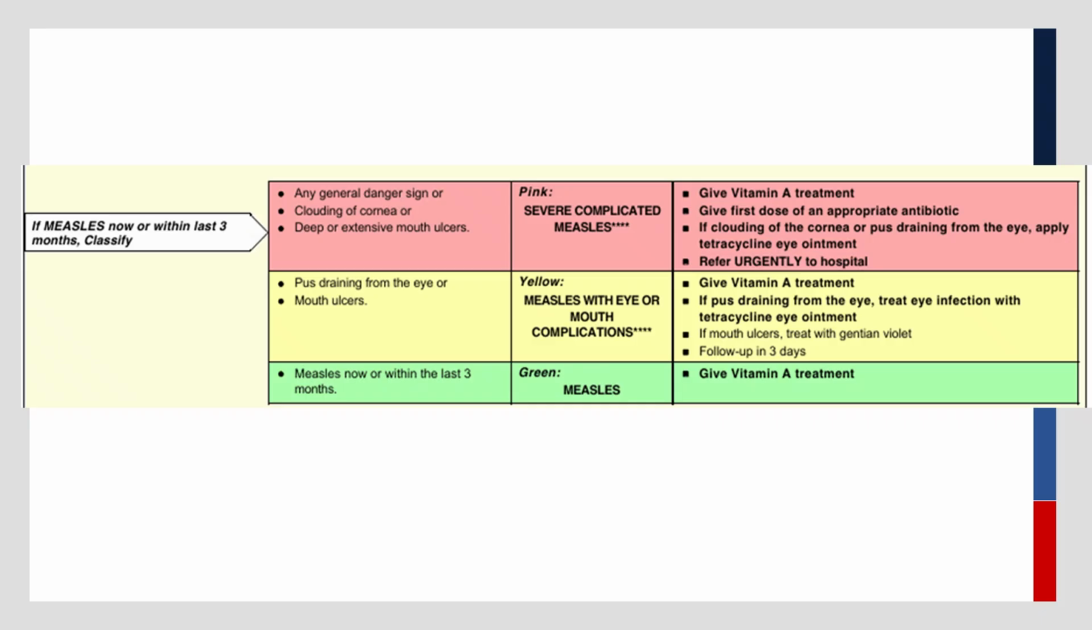Then there's the green part where you don't see any pus draining, any mouth ulcers, no danger signs, no clouding of cornea. So either the child has measles now, or has had it within the last 3 months, but these things are not present. So this is just measles. Give the child vitamin A and send the child home, explaining to the mother when she can return.